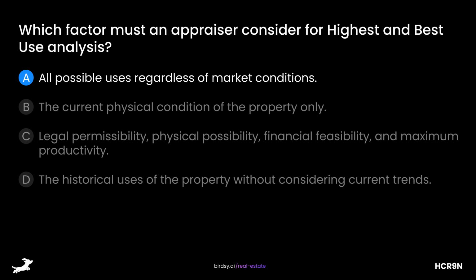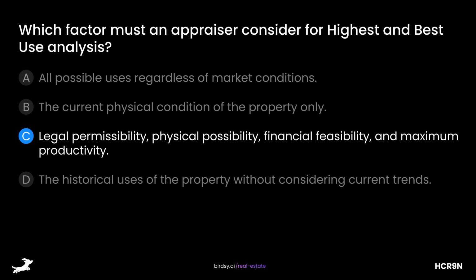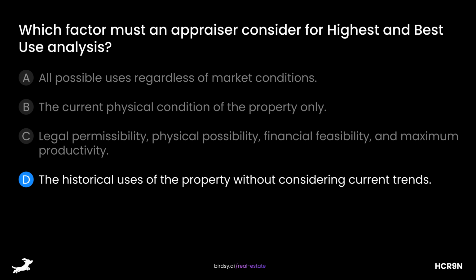Is it A, all possible uses regardless of market conditions, B, the current physical condition of the property only, C, legal permissibility, physical possibility, financial feasibility, and maximum productivity, or D, the historical uses of the property without considering current trends?